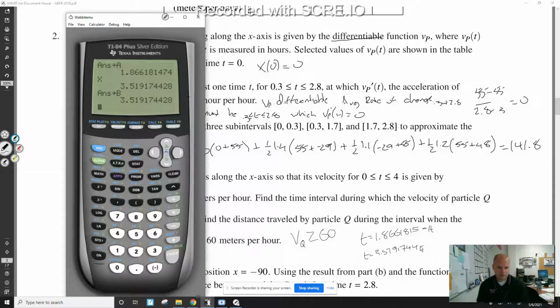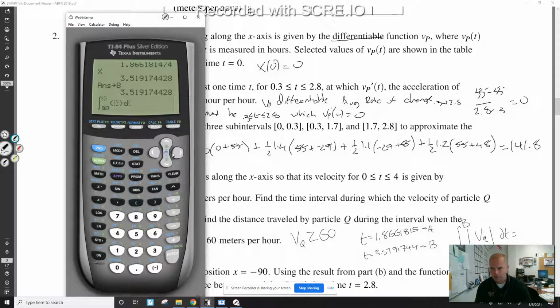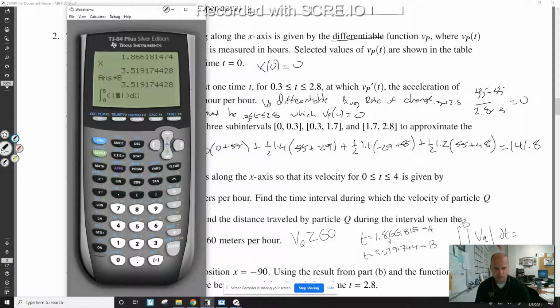Now distance, you know that it's the absolute value of velocity, but since velocity is positive on this interval from A to B, I can write this just to make a little shortcut. Since I know velocity is positive, I don't actually need to use the absolute value. I'll show you really quickly. Integral from A to B of the absolute value. And if you don't use A and B, you have to type in this entire number.